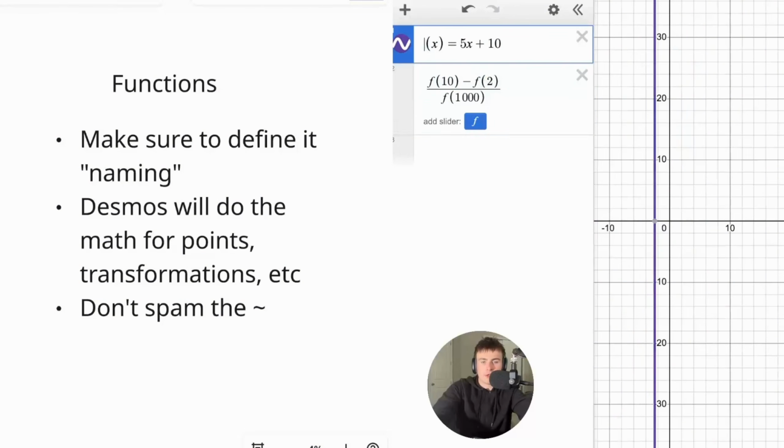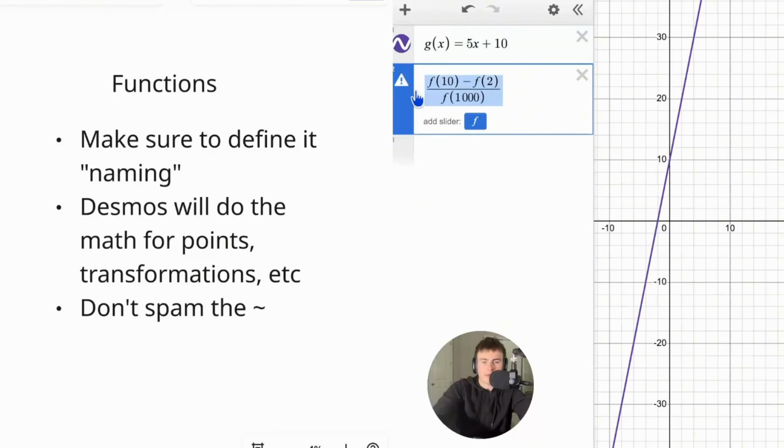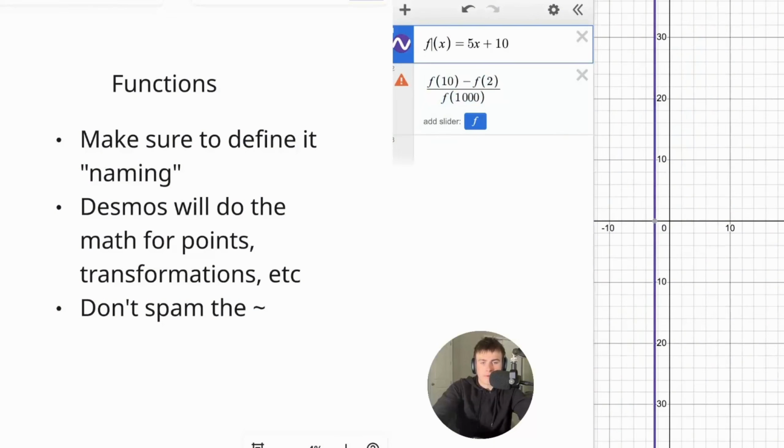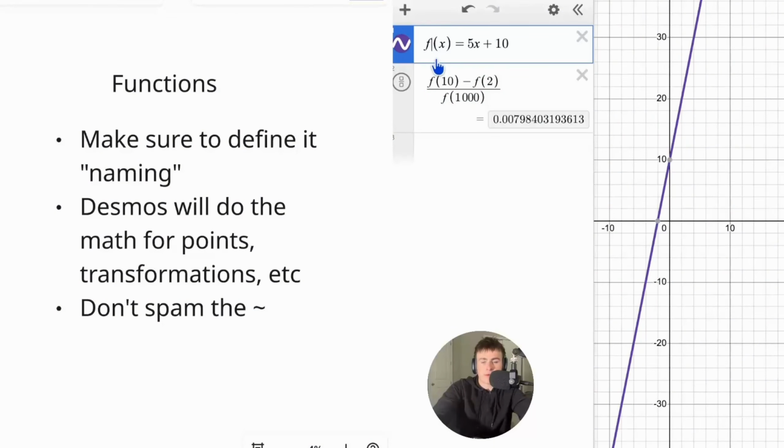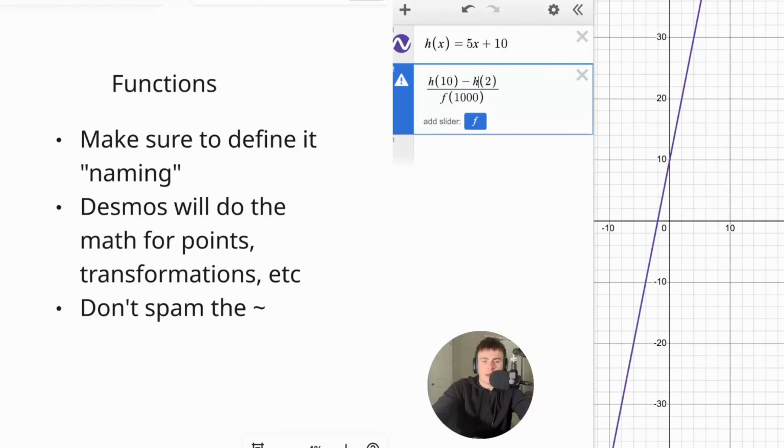If you define this as g of x, now it has no idea what f of 10 is because you don't have f. It's basically like a name. g of x versus f of x doesn't change anything except the name. It doesn't change the function itself. So if you had h of x, you would have to do h of 10, h of 2, h of 1000, and now it'll do the work.